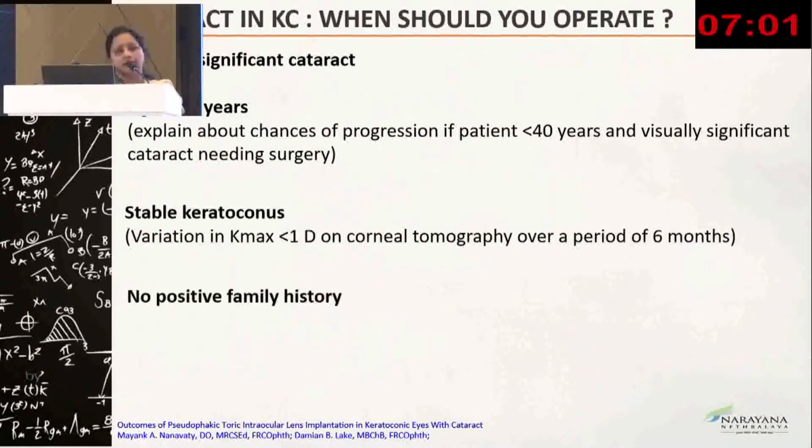When should we operate in a KC? Any visually significant cataract. Age more than 40 years is not an important criterion, because even if it is significant in a patient younger than 40 years, we have to go ahead. And in case the patient is less than 40 years, we need to explain the chances of progression. The most important thing is having a stable keratoconus, where the corneal Kmax difference is less than 1 diopter for at least a period of 6 months.